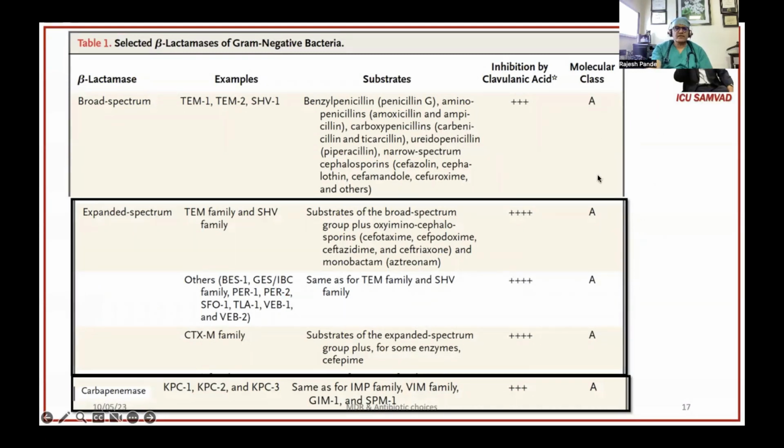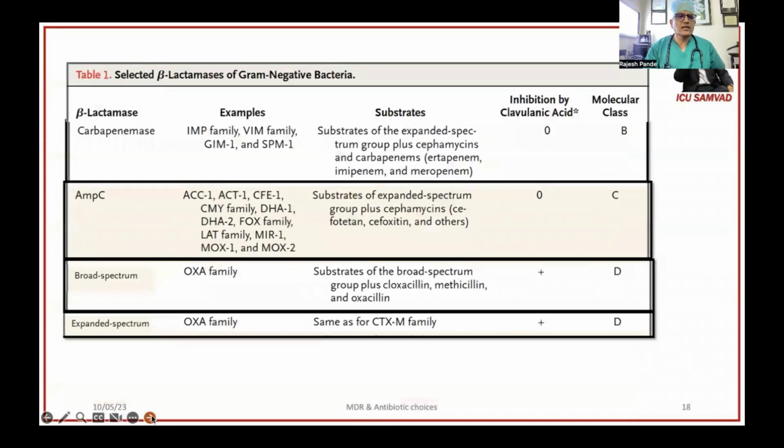Now, this is class A, which will include the broad spectrum, expanded spectrum, and the carbapenemases, which include KPCs. And you can also see the inhibition by clavulanic acid. So the next we have is a molecular class B that we discussed, and then AmpC, class C. And then we have the class D, which contains the traditional broad spectrum OXA family, as well as the expanded spectrum OXA family, where we have the OXA-48 and other things as well.